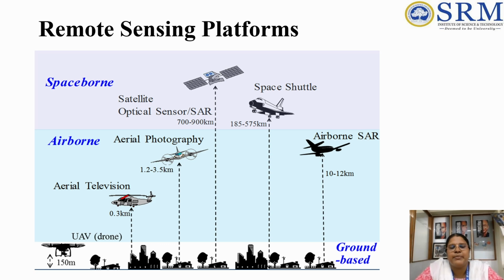And this is also an example of ground-based, airborne, and spaceborne. For ground-based, we can have the platform up to around 150 meters, and above 150 meters, we can go for drones, aerial television, aerial photography, and airborne SAR, up to nearly 12 kilometers. Above that, at 700 to 900 kilometers or above, we can use a space shuttle and satellite as a platform.